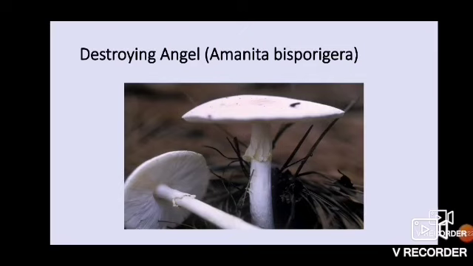So the next mushroom we're going to look at is very similar. This is the destroying angel, Amanita bisporigera. This mushroom does occur in Saskatchewan. It is fairly rare, but it is very important to know. You're not going to see it often, if at all, but you don't want the one time you do encounter it to be the last.